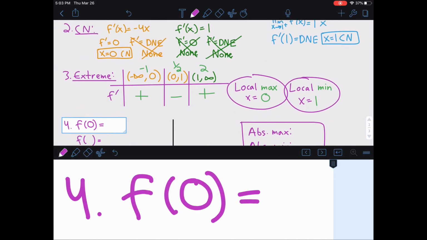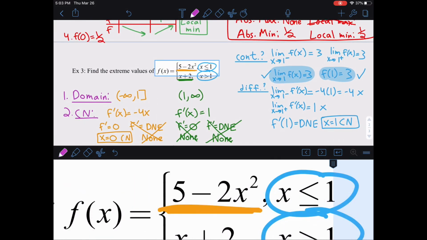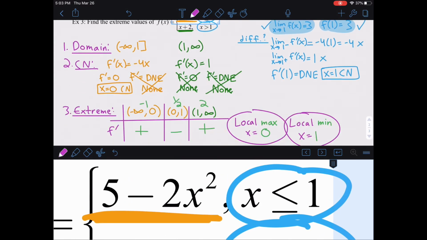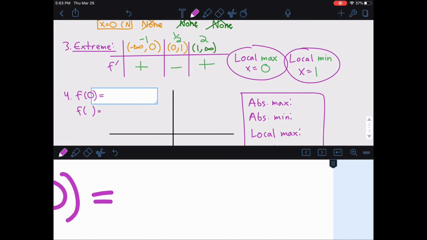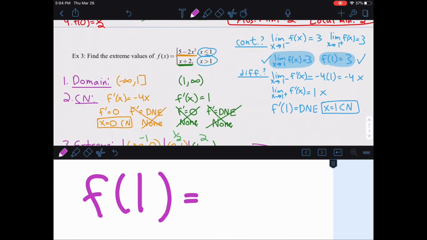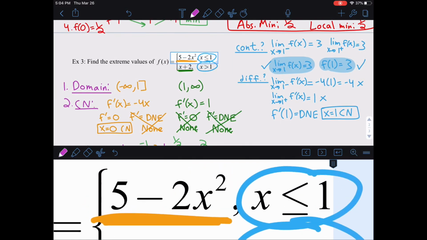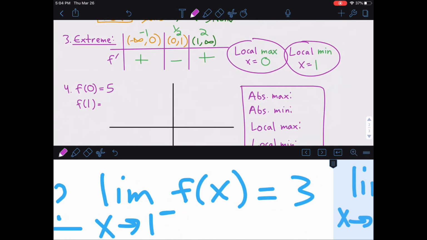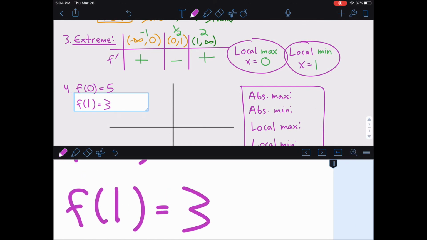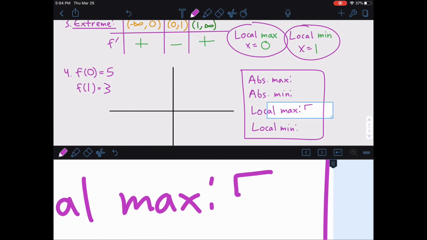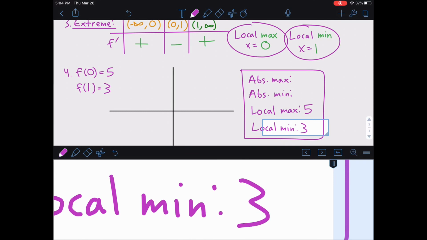So f of 0, so if I take 0, plug it into the original function, make sure you plug it into the right piece, right? That's going to be up here. So 5 minus 2 times 0 squared is going to be 5. And then plug 1 into the correct function. So again, that's going to be on the first piece here, 5 minus 2 times 1 squared. We already did that. We know it's going to be 3. Okay, so I can safely say that I have a local maximum of 5 and a local minimum value of 3. Those two are guaranteed, okay?